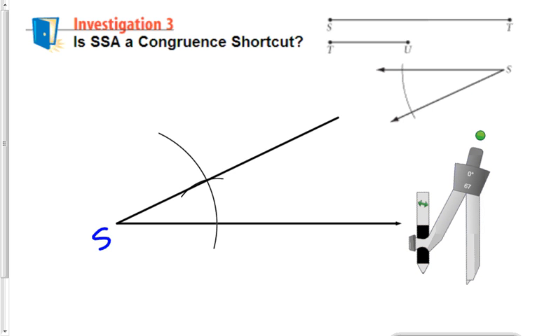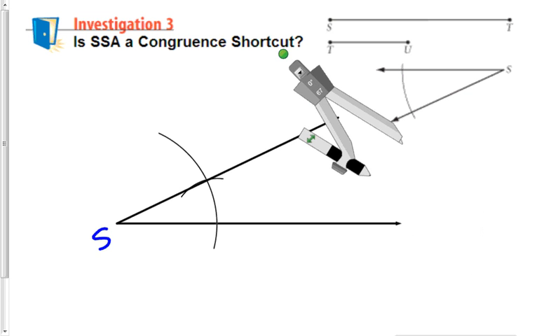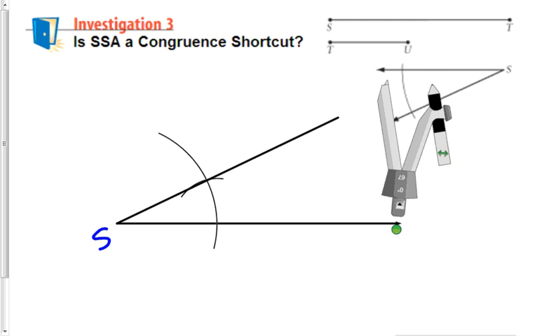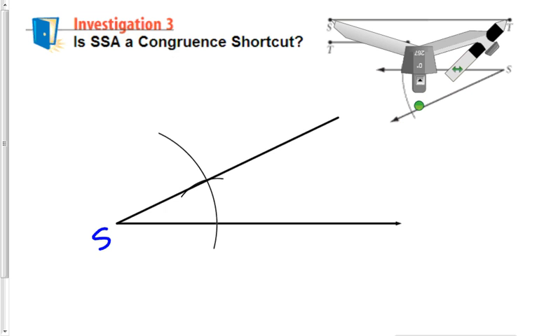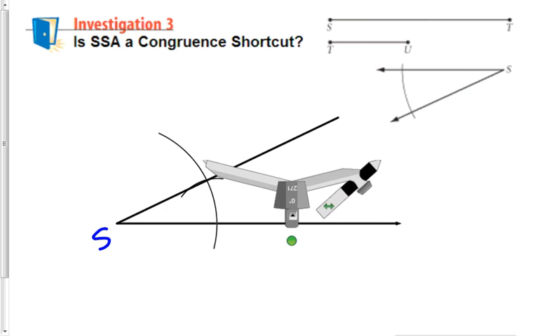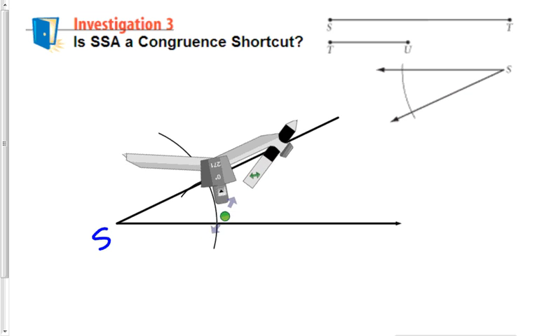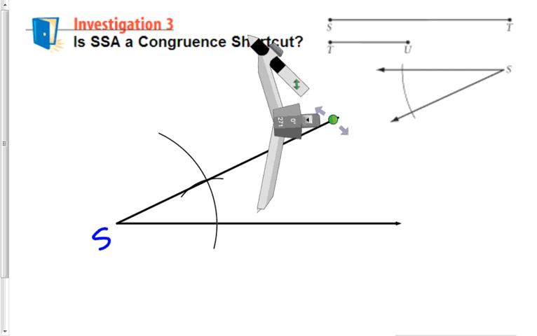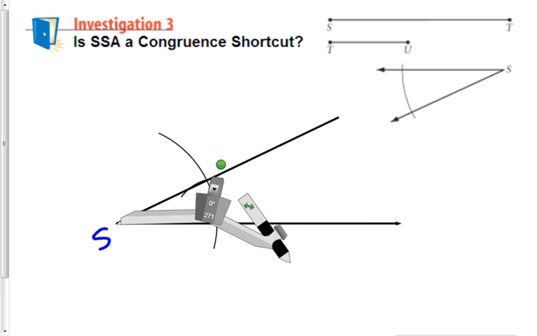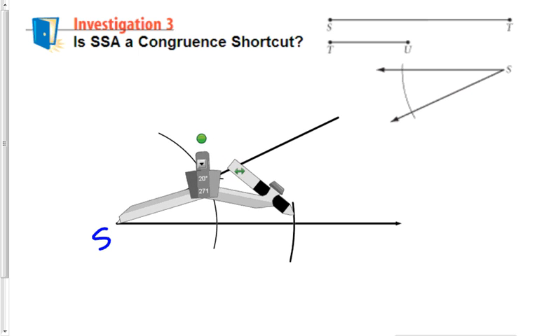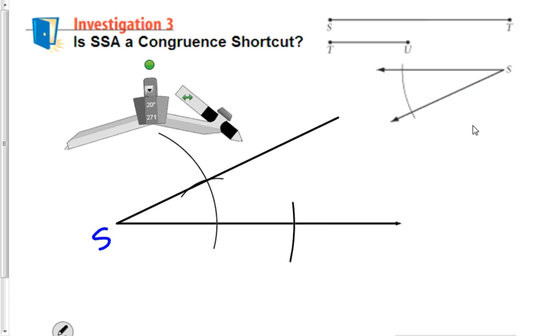Now let me measure ST, since I have point S. So take my compass, measure ST. Okay, looks pretty good. Bring that down here, and let me flip this around. Put this on S. Strike that arc. So now I know that this is point T, ST.